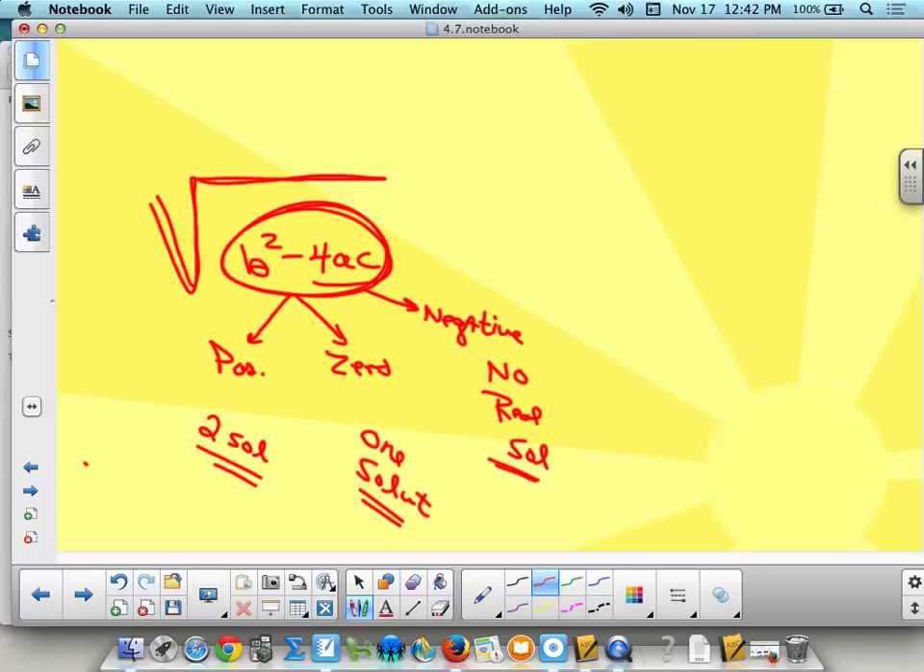So if this number is negative 10, what will you say? How many solutions? 0. No solutions. What if this number was positive 10? Two solutions. What if this number is 0 in here? One solution. That's what you're doing today. That's all you're doing. And this number inside, b squared minus 4ac, is given a name. If you turn your notes, one more page, I think. There's a name for it. What's it called? It's called the discriminant.